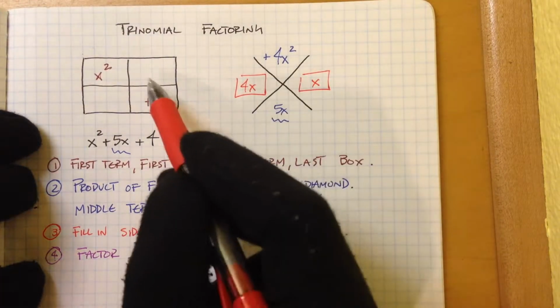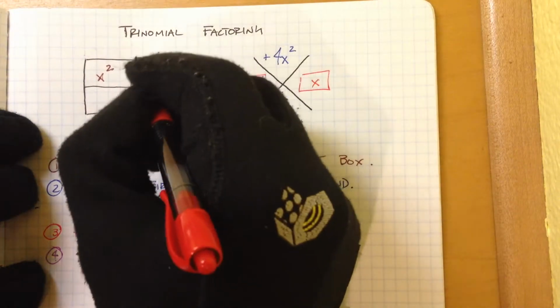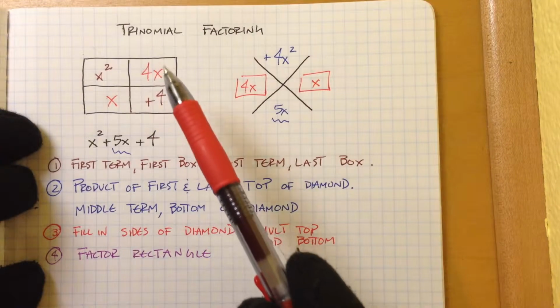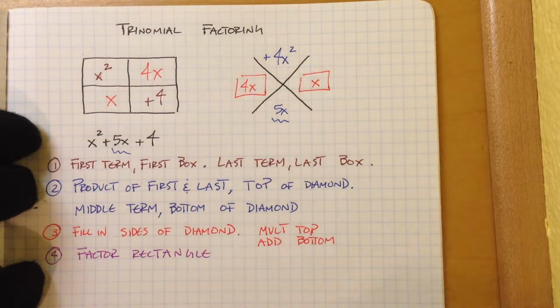These two things are what fill in the rectangle. So 4x can go here, and x can go here. It does not matter where you put those. Those can switch and those can alternate, and they can pop up really wherever you'd like. Now we need to factor the rectangle, and we should have our answer.